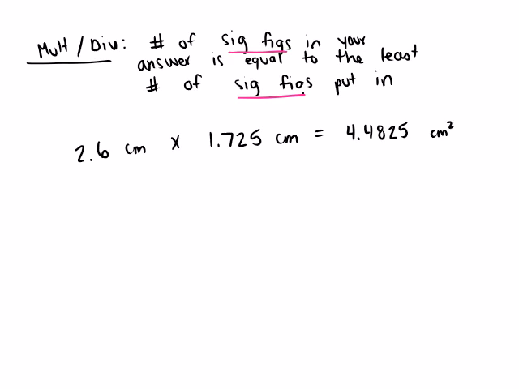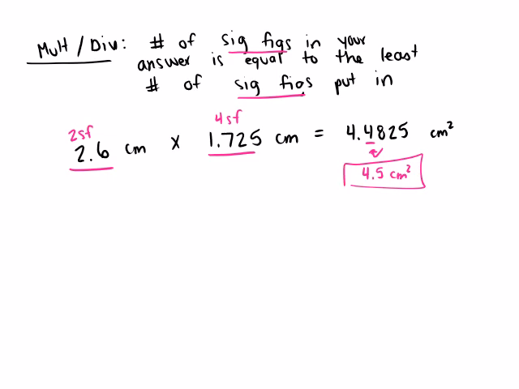Okay, the new part is rounding your answer. 2.6 has 2 sig figs, where 1.725 has 4 sig figs. So that means that my answer right here can only have 2 significant figures. So I underline the 4, the 8 will bump it up. So 4.5 centimeters squared would be our final answer.